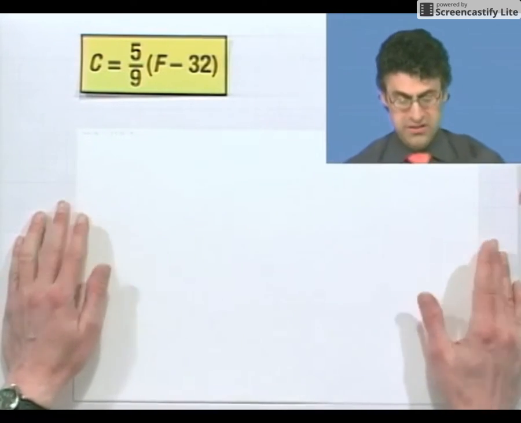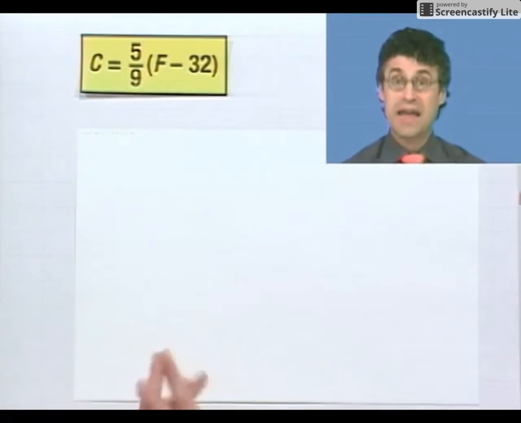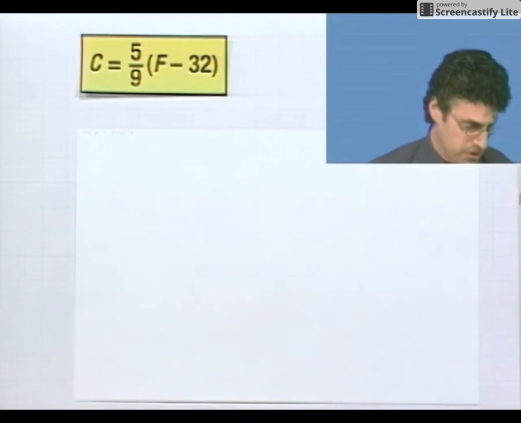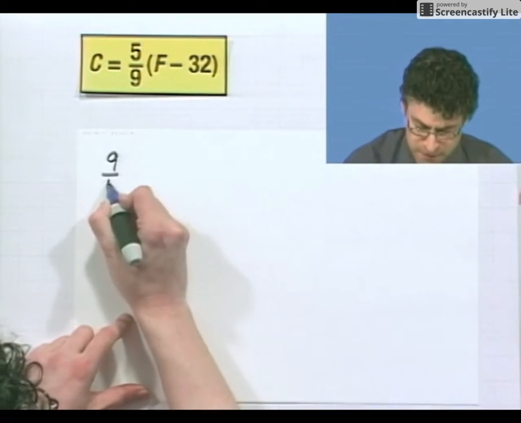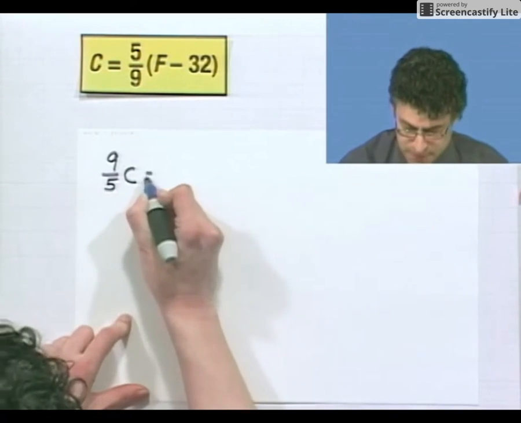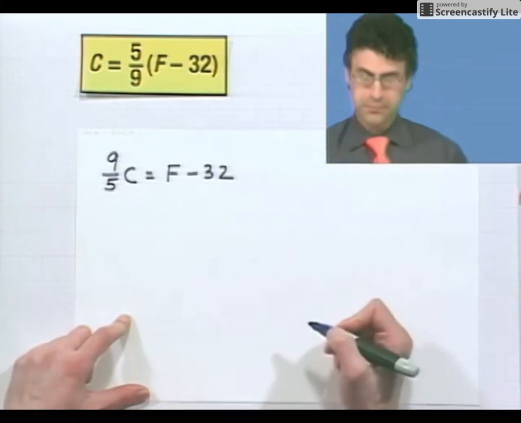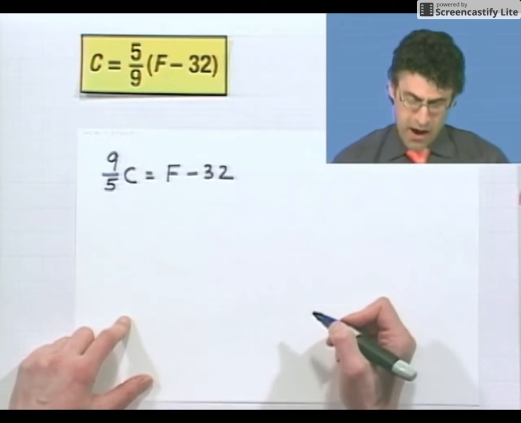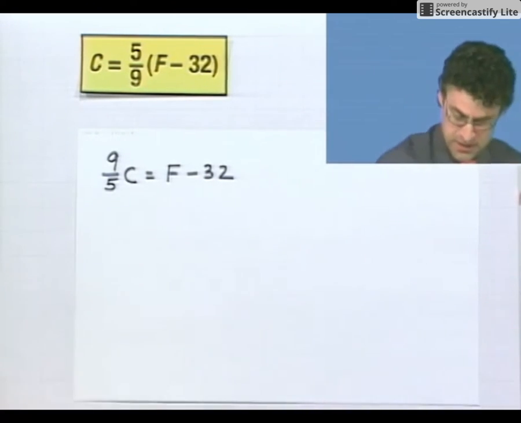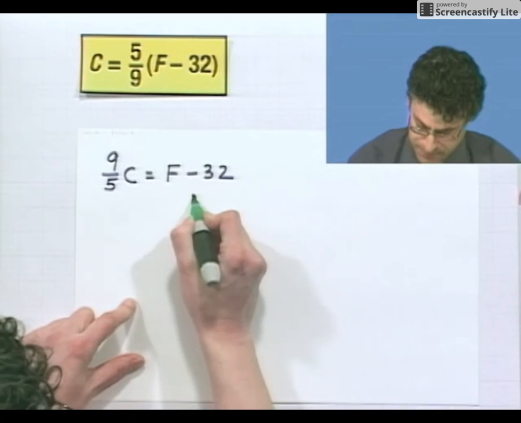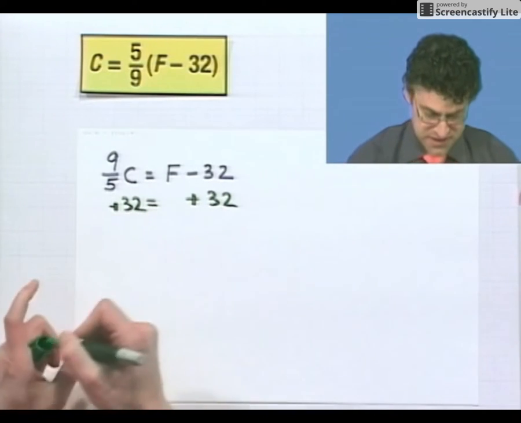The first thing I want to do is undo the multiplication by 5/9, which means I'd multiply both sides by 9/5. So if I multiply both sides by 9/5, what do I see? I see 9/5 C equals F minus 32. So now what do I want to do? What I want to do is solve for F. So I should add 32 to both sides to undo the subtraction. Both sides to keep everything fair and balanced.